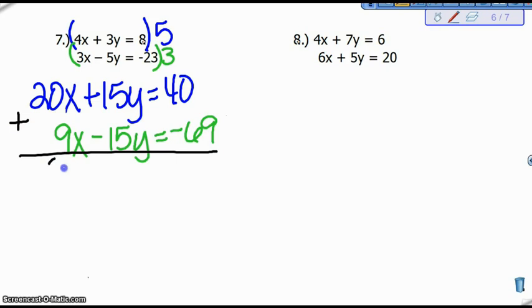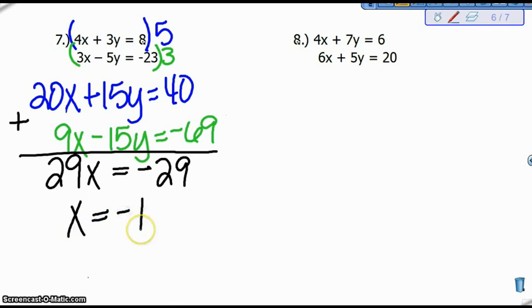So this is going to become 29x is equal to negative 29. And I know because I have to divide by 29 on both sides, x has to be equal to negative 1. And so I need to find what y is. So what I'm going to do is pick one of my very original equations because I deal with smaller numbers, and I'm going to plug negative 1 in for x and solve.